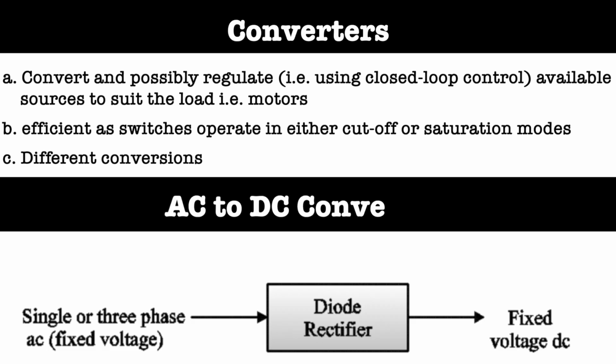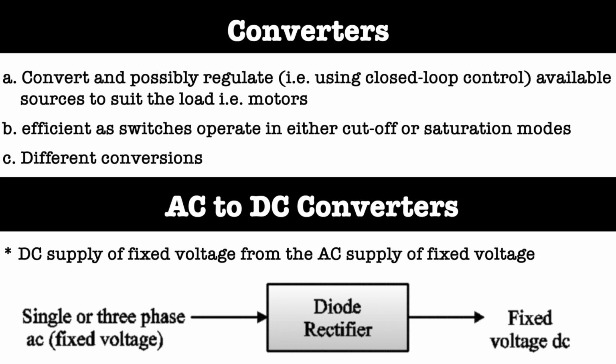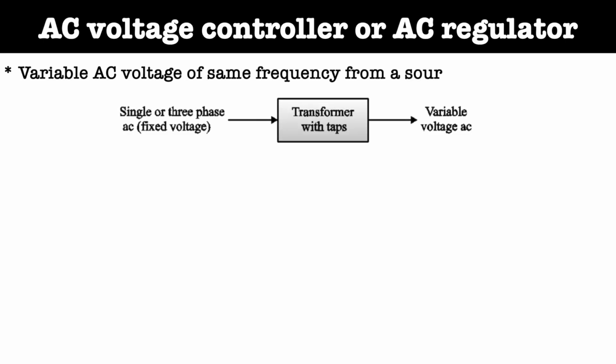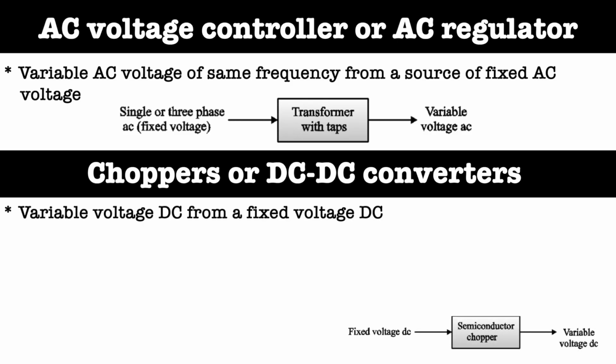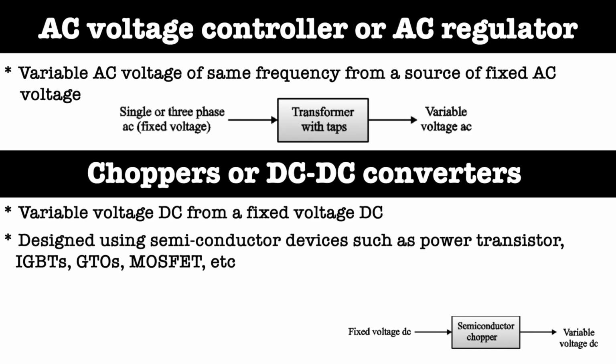The AC to DC converters: this converter is used to get a DC supply of fixed voltage from an AC supply of fixed voltage. AC voltage controller or AC regulator: these are employed to get variable AC voltage of the same frequency from a source of fixed AC voltage. Choppers or DC to DC converters are used to get variable voltage DC from a fixed voltage DC and are designed using semiconductor devices such as power transistors, IGBTs, GTOs, MOSFETs, etc.